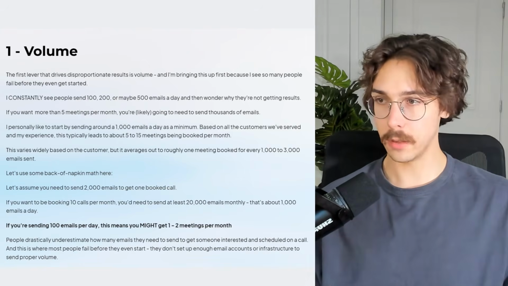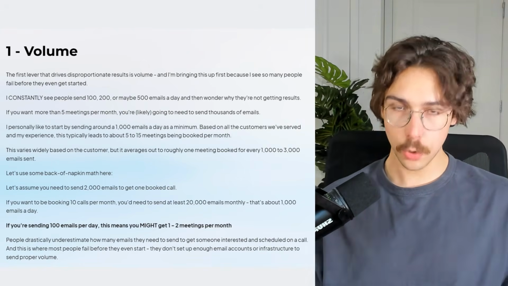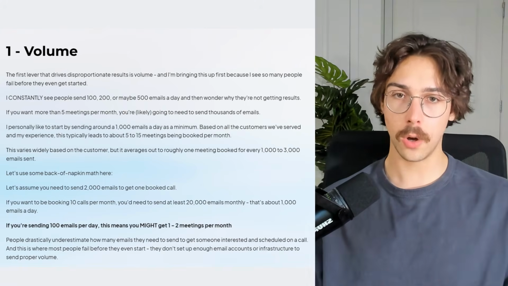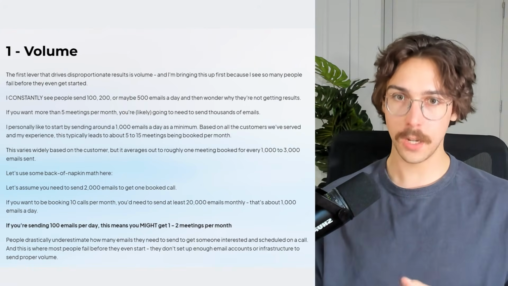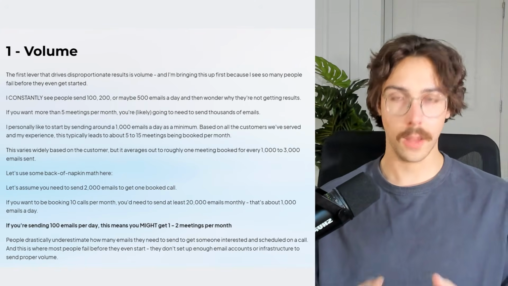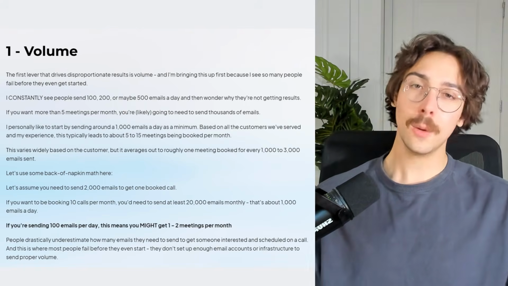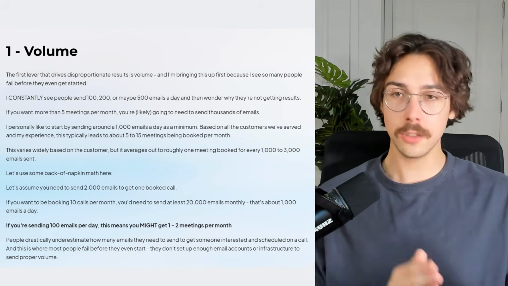Again, it varies widely. So using some back of napkin math here, let's assume that you need 2,000 emails to get 1 scheduled call. If you want to get 10 calls per month, that means 20,000 emails sent monthly, or 1,000 a day. A lot of people fail before they even start because they send 100 emails per day, which means that you might get 1 to 2 meetings per month.